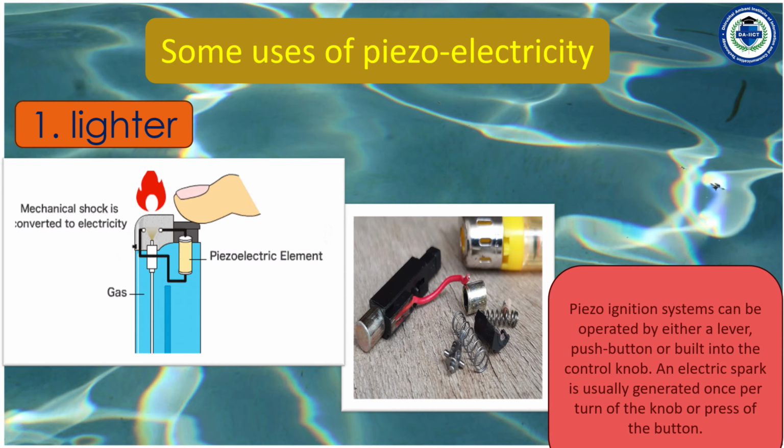Some uses of piezoelectricity. 1. Lighter. Piezo ignition systems can be operated by either a lever, push button, or built into the control knob. An electric spark is usually generated once per turn of the knob or press of the button.